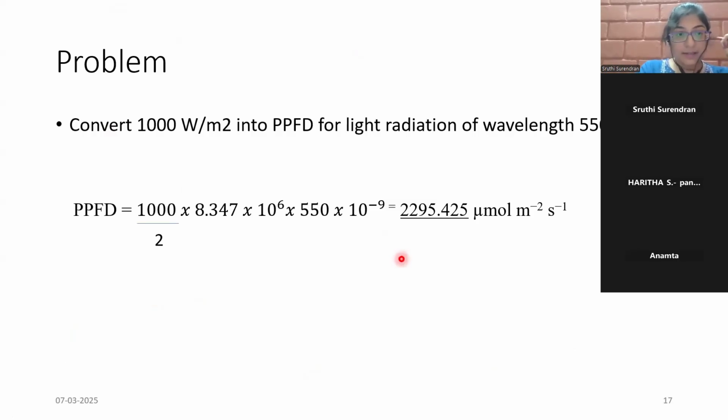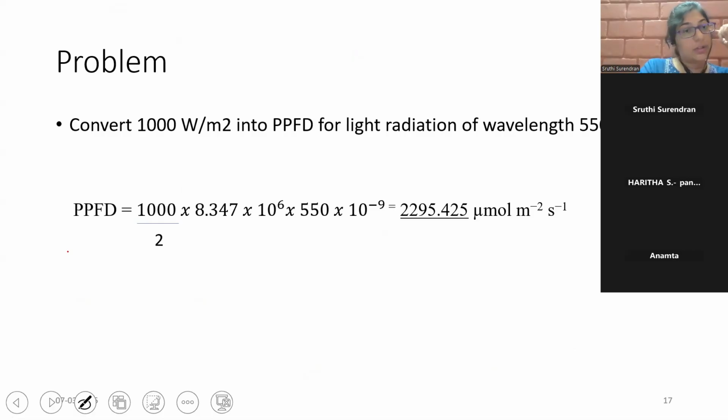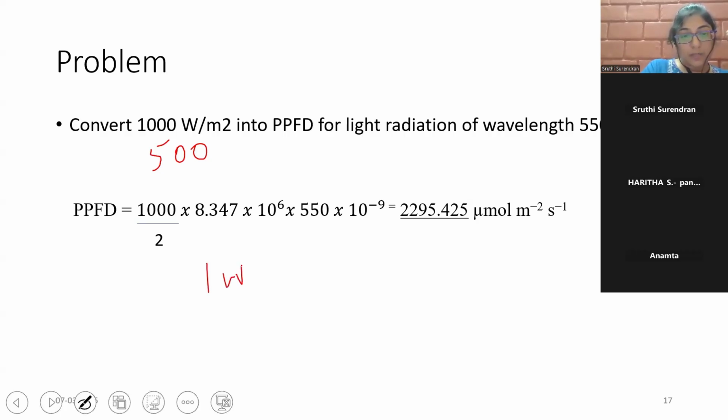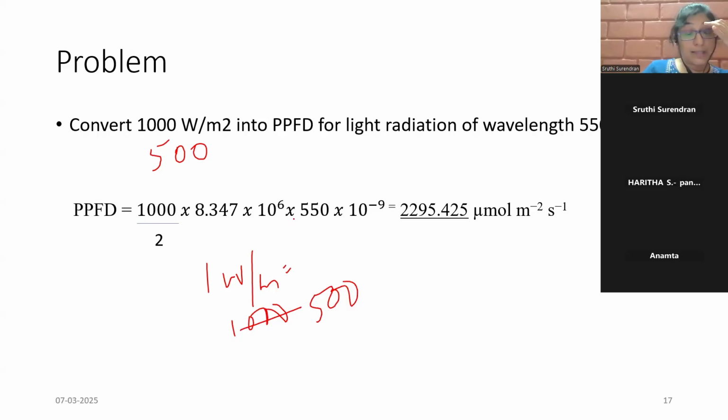I had said that initially around 50 percent of the light that is coming from the solar radiation is what should be considered for the estimation of the incoming PPFD. So since it is 1000, we need to only consider 500 watt per meter square for the estimation. Then, since 1 watt per meter square is this value, 500 will be 500 into this 8.347 into 10 to the power 6 into lambda.